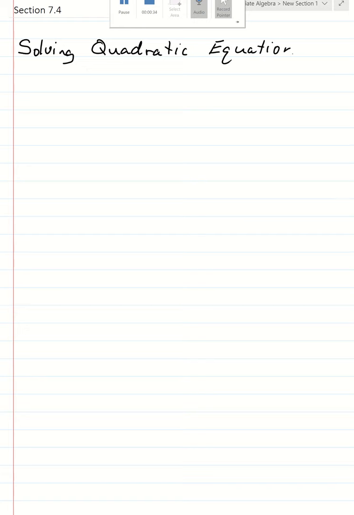Now, you have already seen how to solve linear equations. All right, that's what we began with way back in Chapter 2. So here in Chapter 7, Section 4, we're going to finish off solving what we call quadratic equations. And in order for us to solve quadratic equations, we need to use what we call the zero product property.